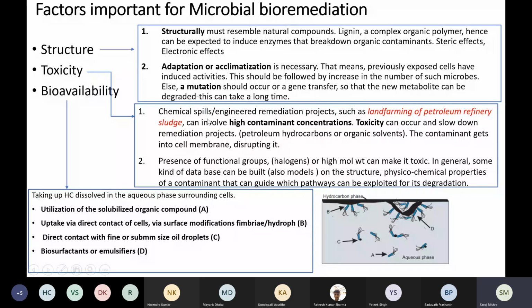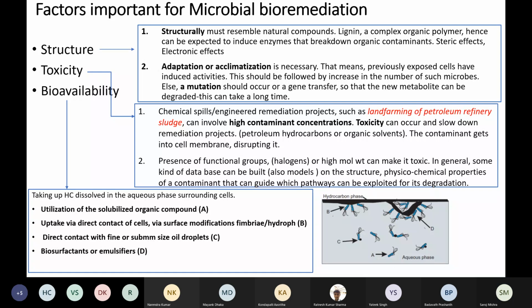Okay, so I hope this point is clear as to the point of toxicity. Or number two, there are some functional groups which can be present. For example, if it is a simple benzene ring, or just benzoic acid, there are microbes which can easily break down benzoic acid. That can be taken up. They can use it as a carbon source.